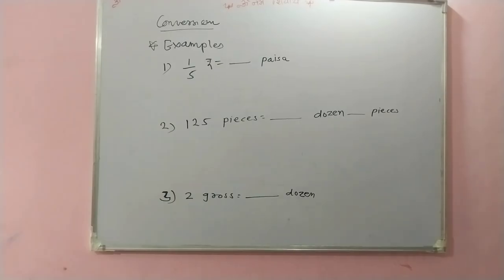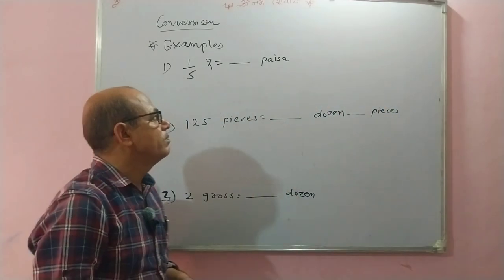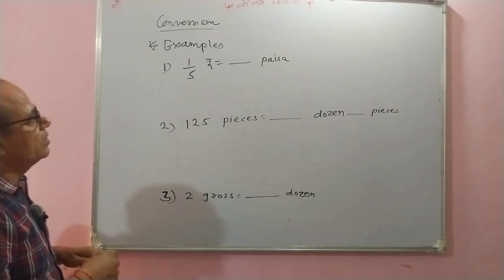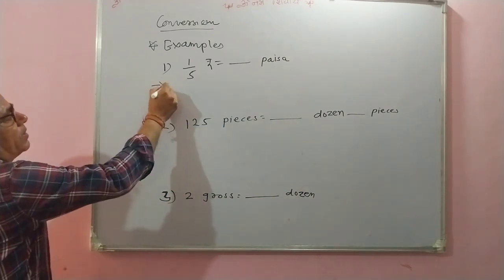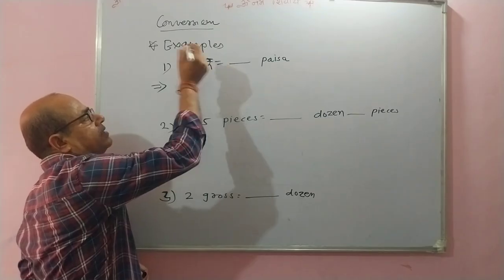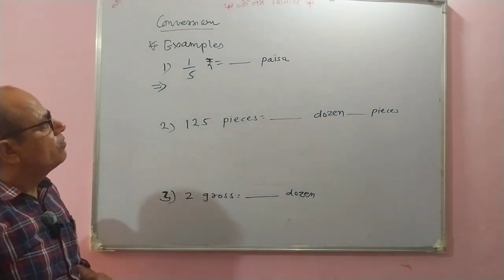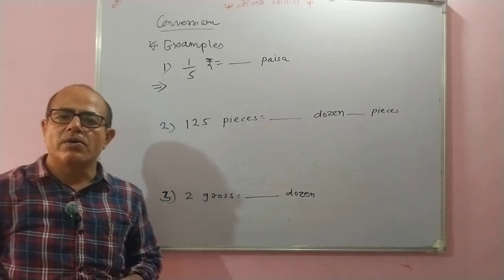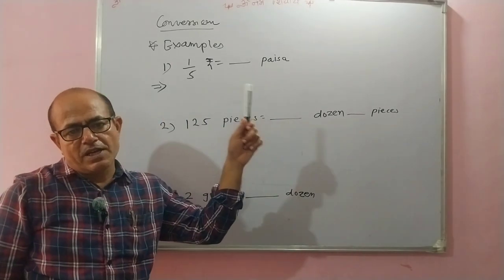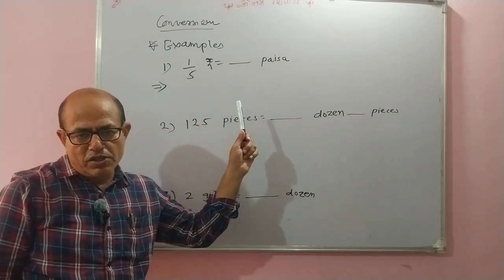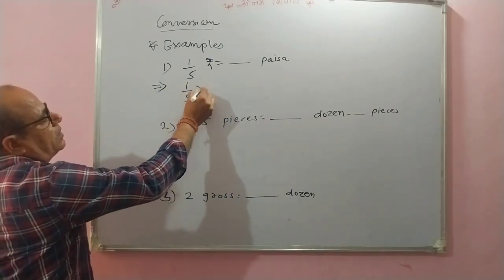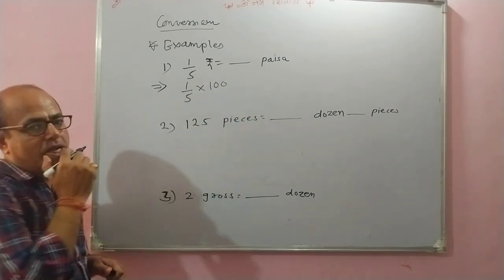Now see, here I have given 3 examples. The first example is of paisa, the second is dozen, the third is gross. First of all, let us solve the first example. 1 upon 5 rupee is equal to dash paisa. Whenever we are converting rupees to paisa, meaning big unit to small unit, you have to multiply. 1 rupee is equal to how many paisa? 100 paisa. So you have to multiply by 100.